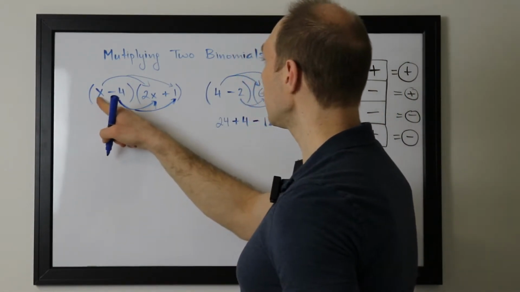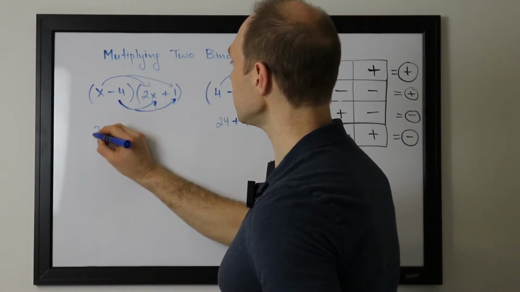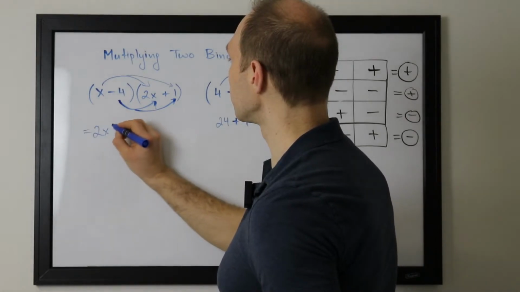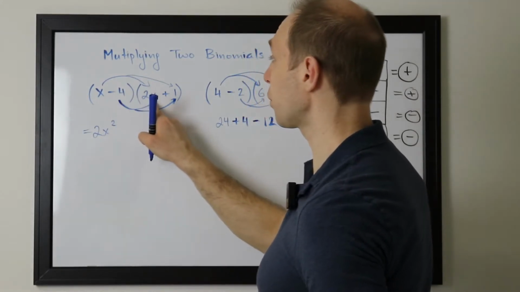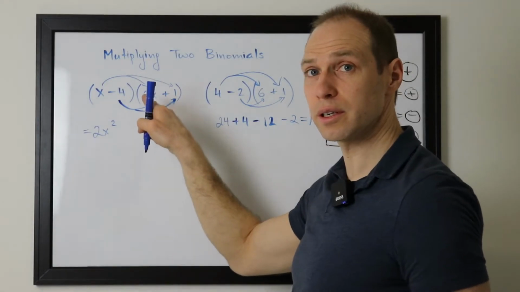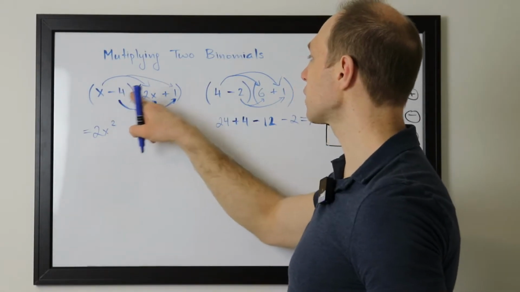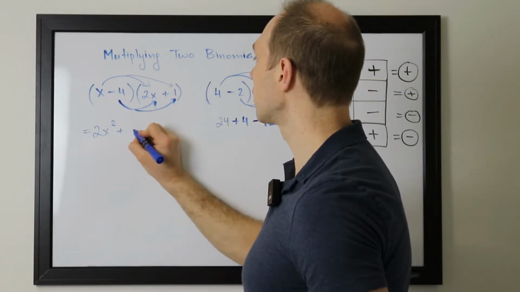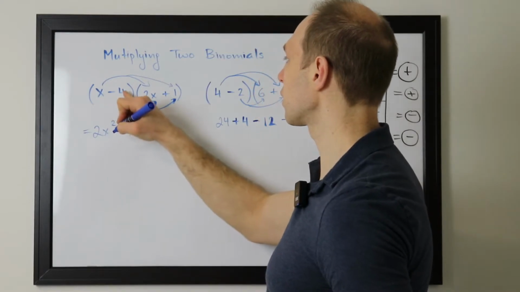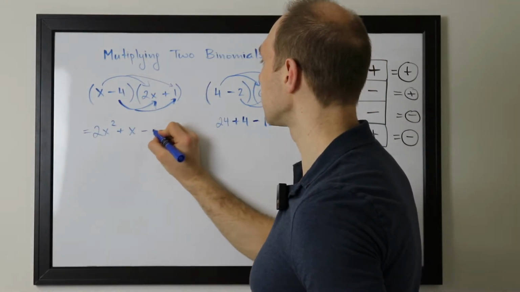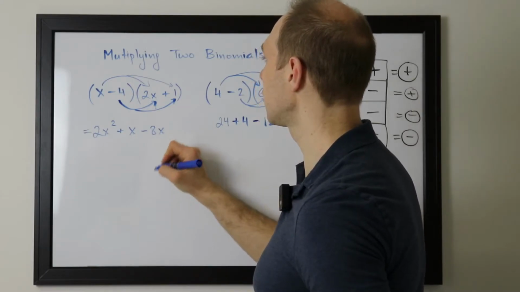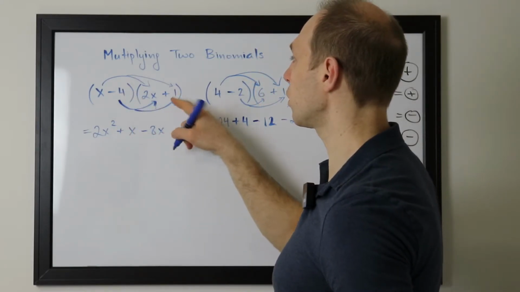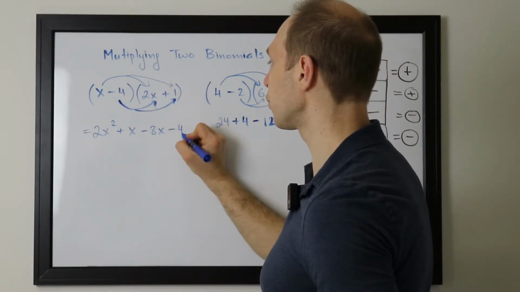What do we get? X times 2x produces 2x squared. X times x is x squared. X times positive 1 gives us x. Negative 4 times 2x is negative 8x. And then negative 4 times 1 is negative 4.